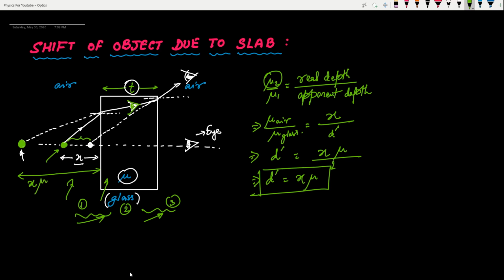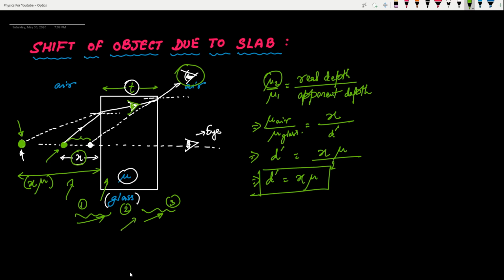I hope this is clear. This is the apparent depth. The actual depth is x, but the apparent depth is x mu. This is what we got. But this is not our target. Our target is to see the object from the air medium. So let's see how to solve that. Now this object will act as a virtual object for the second combination. Easy. Now let's solve it again.